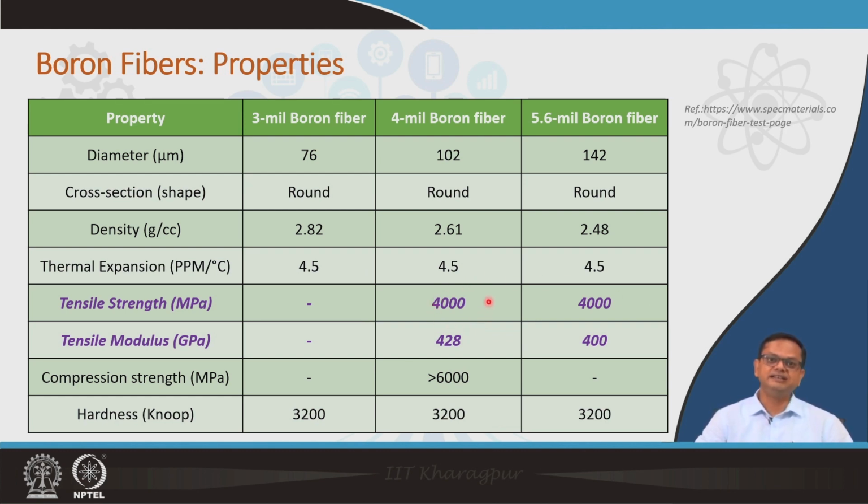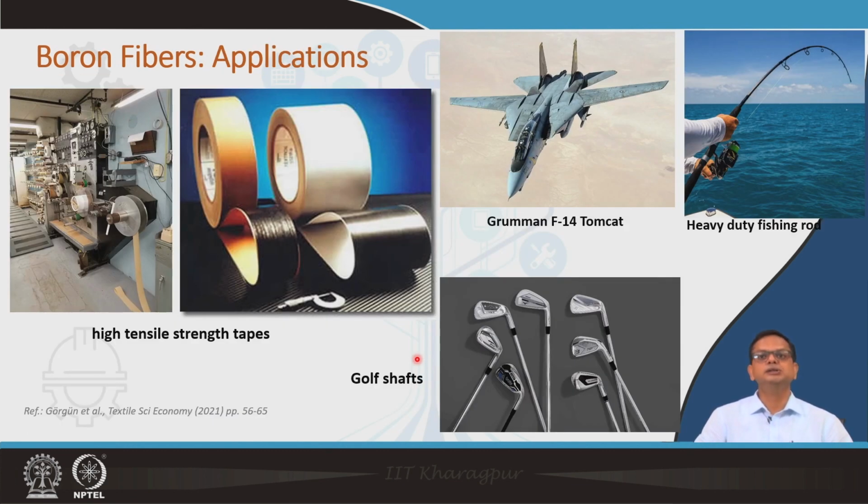You can clearly see a strength in the range of 4 GPa, which is enormously high. At the same time, you can also see the modulus of boron fiber is quite high, in the range of 400 GPa. Because of this extremely high strength and high modulus, boron fibers are used in exotic applications where you need very high strength and high resilience.